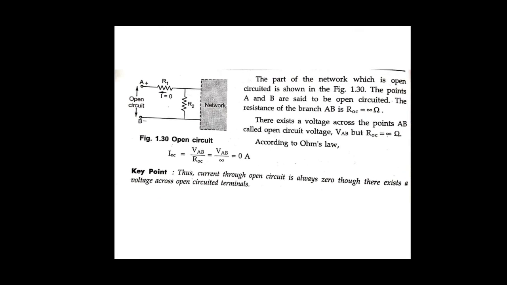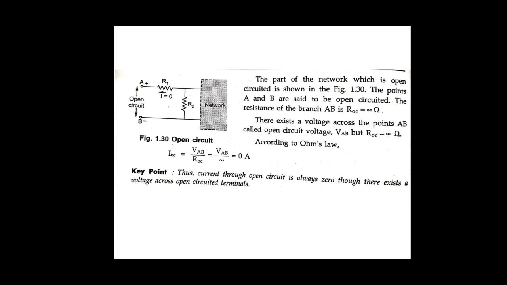Next one is the open circuit. So what exactly is an open circuit? When there is no connection between the 2 points of the network, meaning here A and B are the 2 points and there is no connection, but there is some voltage across the 2 points, so the terminals A and B have a voltage, then these 2 points are said to be open circuited points.